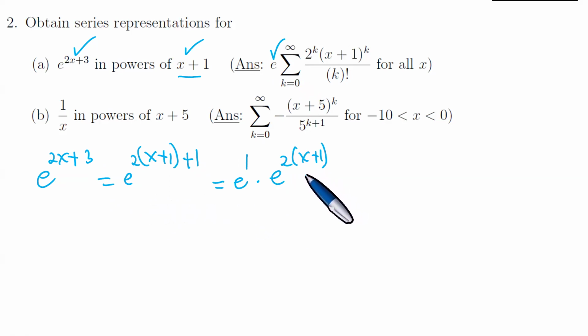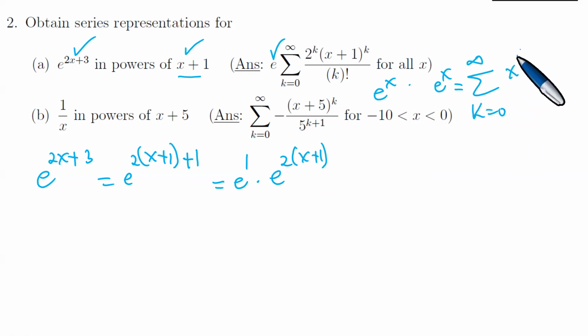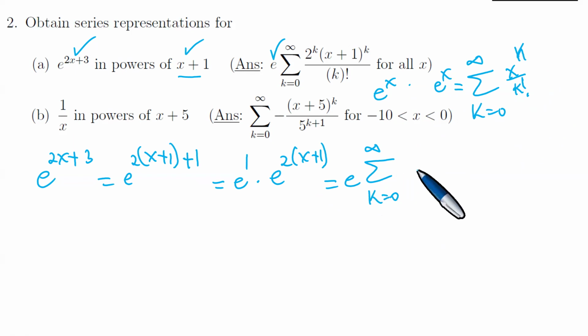And then at this point we know the following, that e to the power x is actually equal to the infinite series. This one you don't need to write out. From k equals 0, x to the power k over k factorial. So e times the infinite series from k equals 0 of 2 times x plus 1 to the power k, divided by k factorial.